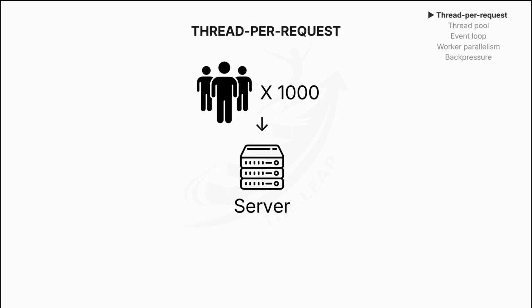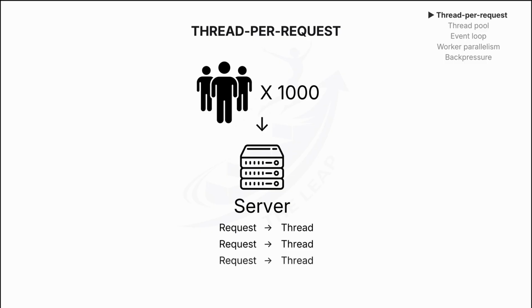When a request arrives, the server simply creates a thread to handle it. That thread reads the request, performs whatever work is needed, maybe calling a database or another service, and finally sends the response back to the client. From a developer's perspective, this feels very natural. One request, one thread, one response. And if you only have few users, this works perfectly. But things start to change once the number of requests increases.